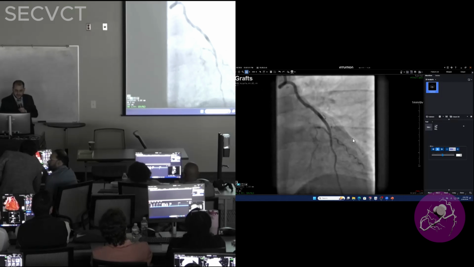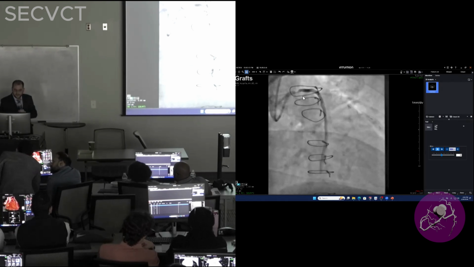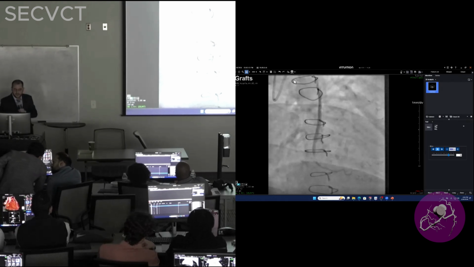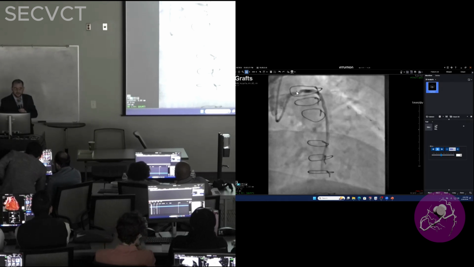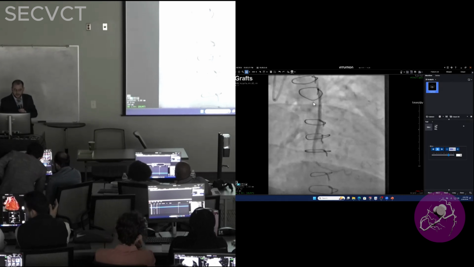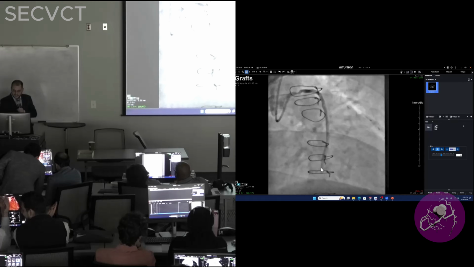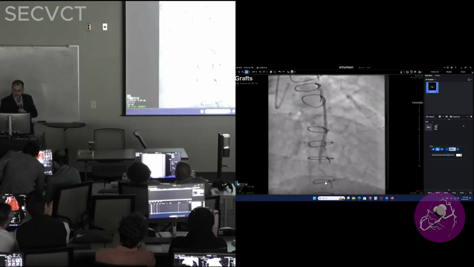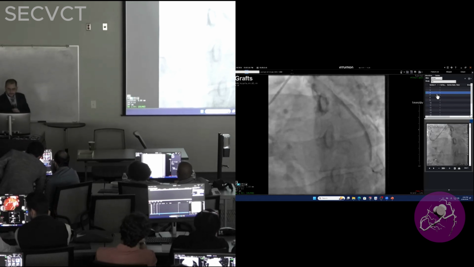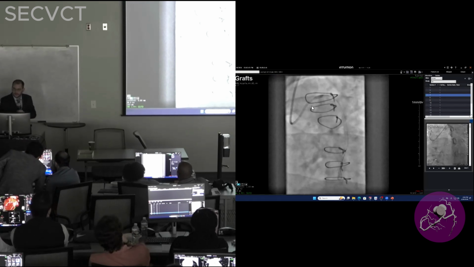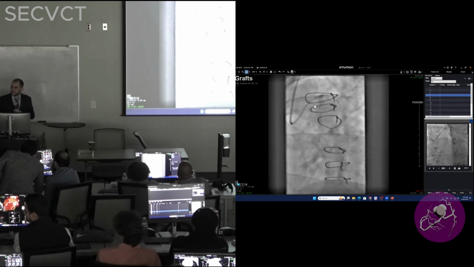Okay, that's the LIMA graft. Okay, which is patent. That's the venous graft to the OM. And you can see that this is the area of severe stenosis very proximally. Okay. The stent was patent, but there was another significant stenosis just distal to the stent. You can see it here as well. It's proximal, yeah. There were 2 stenoses, one proximal, one distal.